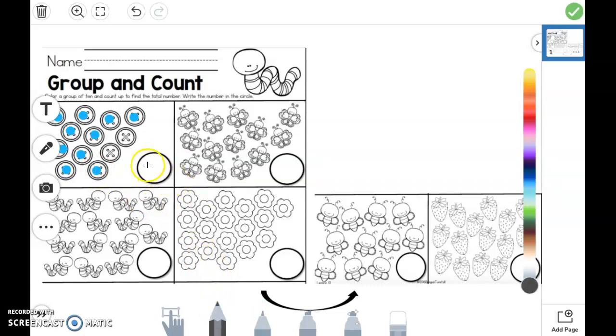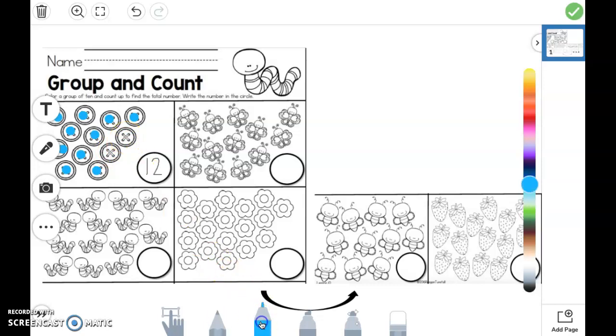So I know that there's a 1 to begin because that's one group of 10, and then there are 1, 2 left over. So that means how many buttons are there? 12. I have my group of 10, 11, 12.